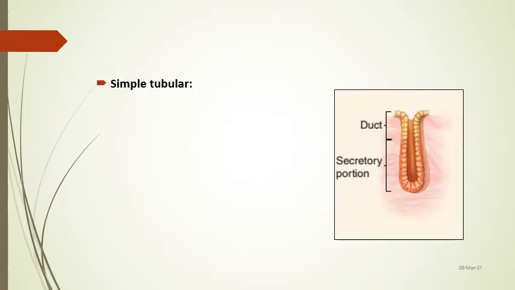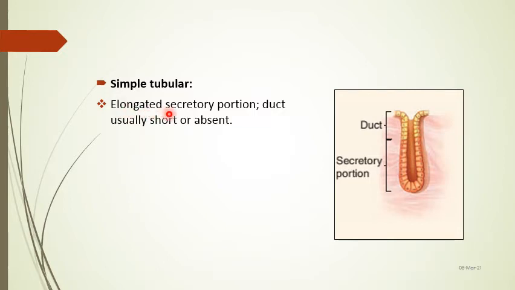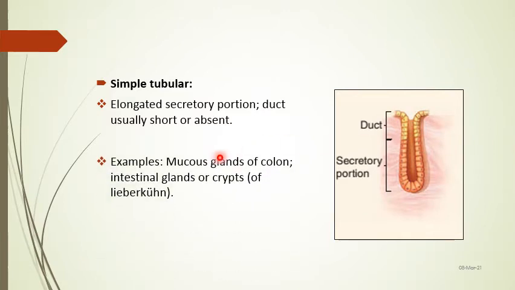The simple tubular gland has an elongated secretory portion, and the duct is usually short or absent. The secretory portion is elongated like a tube, and the duct is usually short or absent. Examples of simple tubular glands: mucus glands of the colon, or intestinal glands, or crypts of Lieberkühn.